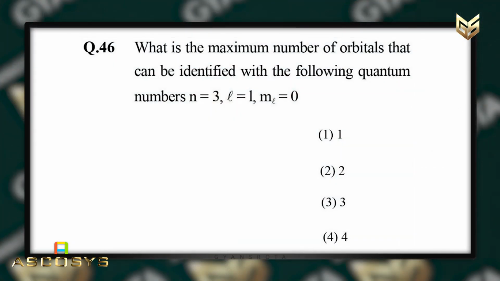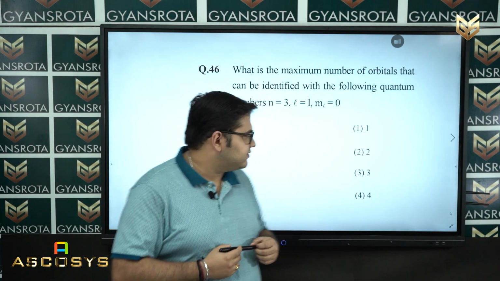What is the maximum number of orbitals that can be identified with the following quantum numbers: n equal to 3, l equal to 1 and ml equal to 0? This question comes from the structure of atom chapter of your class 11 NCERT. So now we are moving to the solution part.